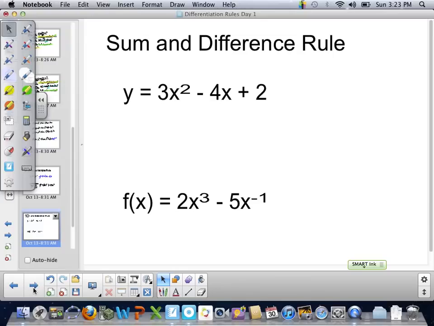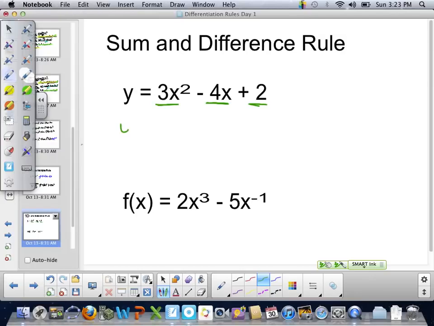Okay, the sum and difference rule, same idea. We got a series of functions added together. We got this function plus this function, or minus that function plus that function. Do each of them separately and combine the results.